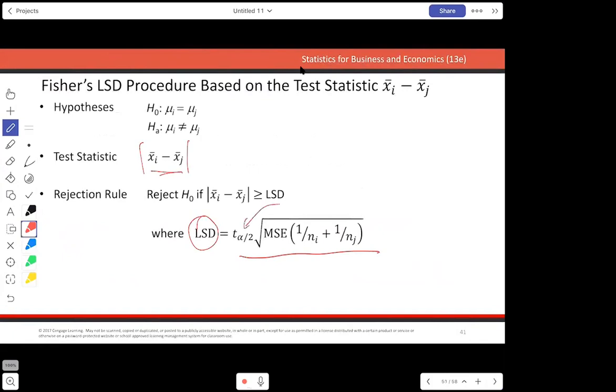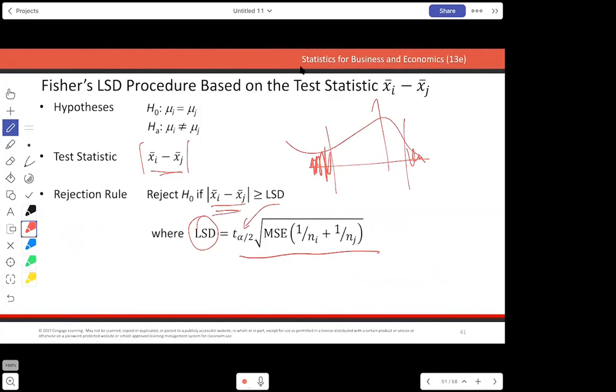Notice that we now have a t-value introduced in this. That t-value is kind of like as if we were finding a confidence interval. Essentially, this process is like finding a confidence interval for the difference between mu i and mu j, and then finding out whether or not we have sufficient evidence of a difference between i and j. So if that holds, we will reject the null hypothesis.